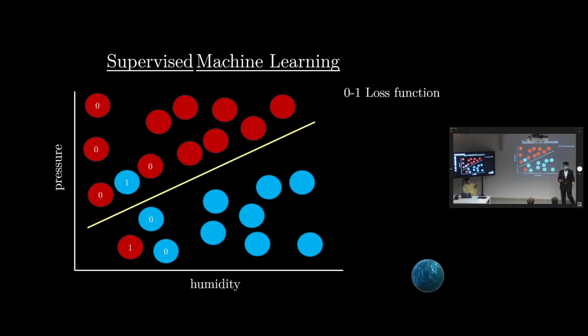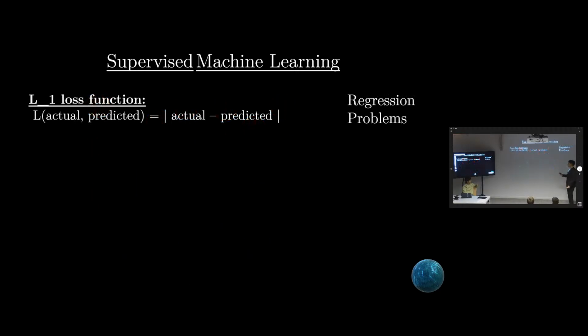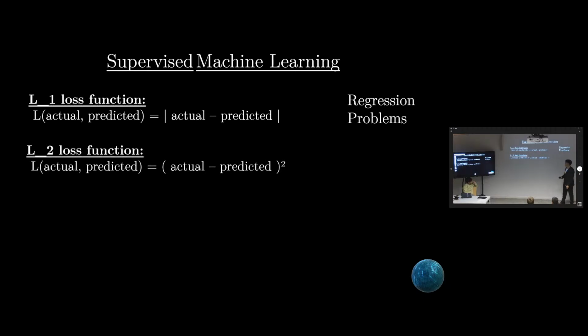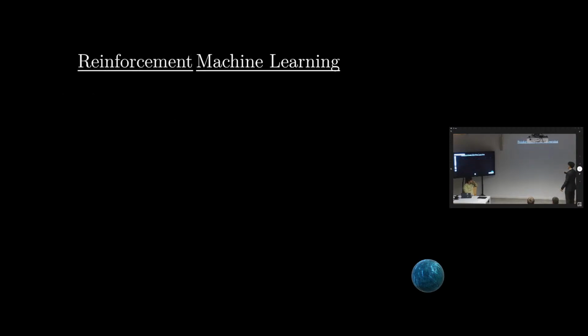And there are other types of loss functions. For example, there's what we call the L1 loss function, which is basically the absolute value of actual minus predicted. And then we also have the L2 loss function, which is the square of actual minus predicted. You could tell that this L2 loss function penalizes more than the L1 loss function. For example, if the loss here was 2, here it would be 4. So I would say it punishes our AI more. Then we can move to the second biggest category of machine learning, what we call reinforcement machine learning.